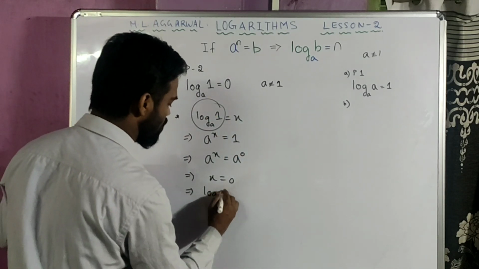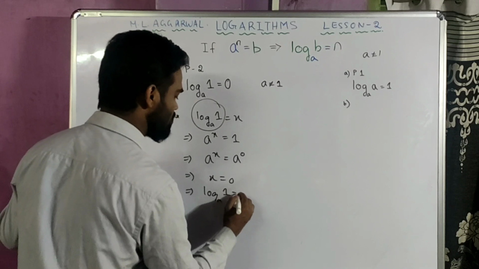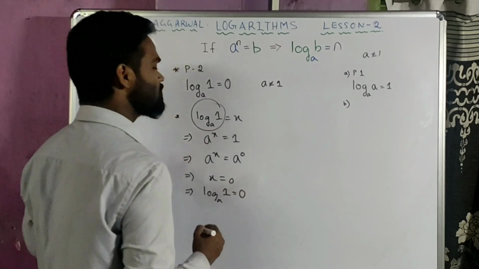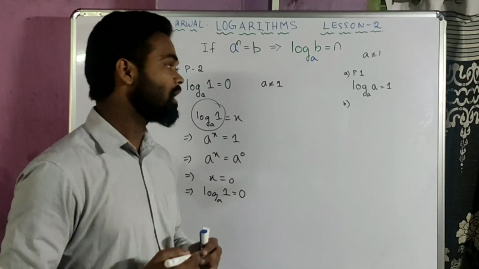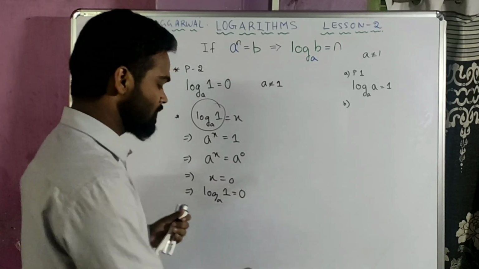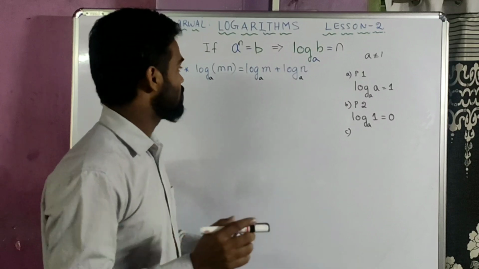So log of 1 to any base except 1 is 0. The base cannot be 1, and it has to be a real positive number. Now look at the next property. Look at the third property.